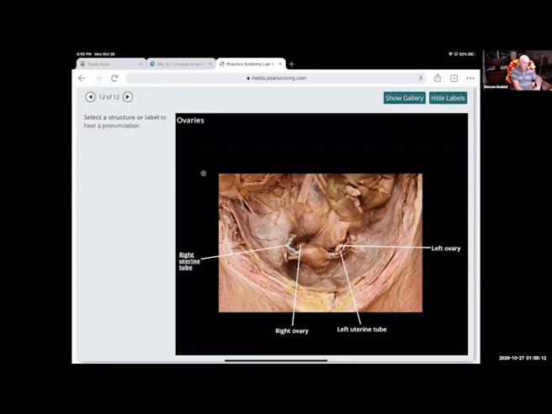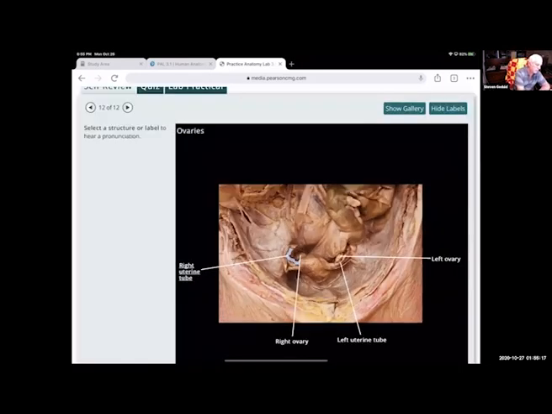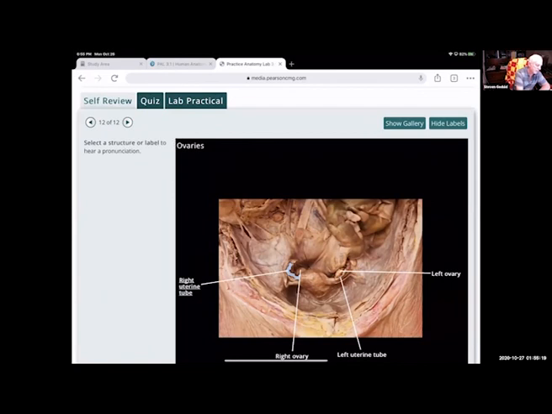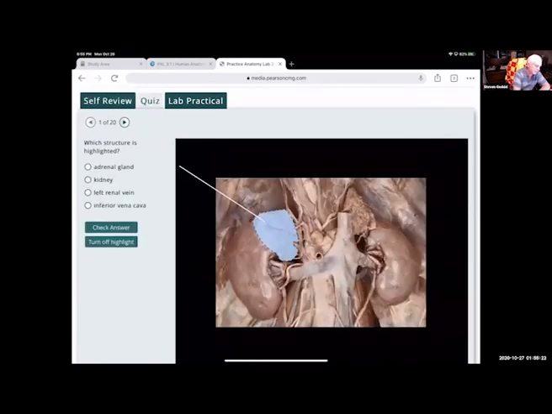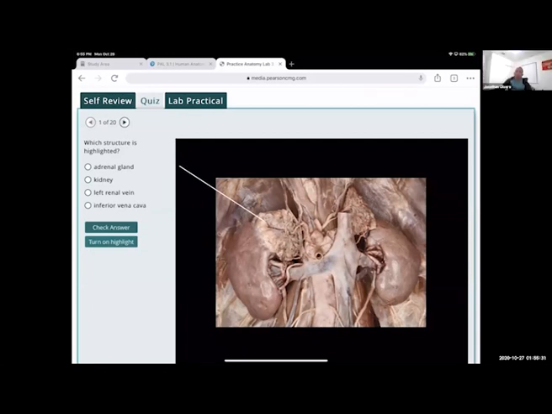That is all the structures for that. So let's go to our quiz. We'll see how much you guys remembered here. I'll turn off the highlights for a second so you can see it. All right, which structure is being highlighted here?